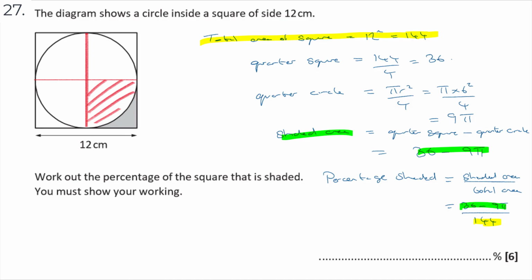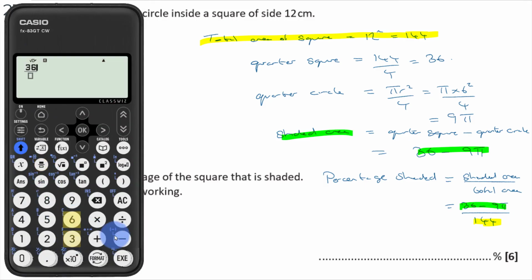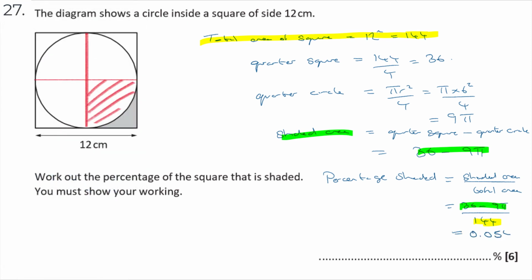Now this time I'm actually going to evaluate it. So I'm going to use the fraction key. I'm going to write the 36 minus 9 pi on the top of the fraction, and then 144 on the bottom. What does that give me? Apparently that's 0.0537 to 3 significant figures. What are we going for? I suppose to 1 decimal place. So I'm going to go for 0.054 then, I guess. When I convert that into percentage, that would be to 1 dp. So 0.054, which is 5.4%.